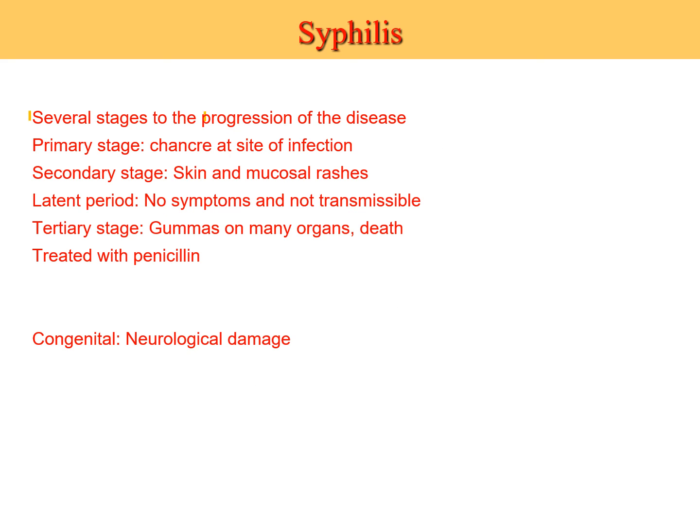Syphilis, as I said, has several stages in the progression of the disease. The primary stage is typically involved with a lesion at the site of infection. So in the genital area in the female, on the penis in the male. The secondary stage is associated with rashes that can occur in different parts of the body, not just around the genitals, mucosal and skin rashes. Then it can go into a latent period, where there are no symptoms and it's not transmissible, but that does not necessarily at all mean it's the end of the disease. It can then go to the tertiary stage, in which you get large, severe lesions in many organs, leading to death. Treated with penicillin.